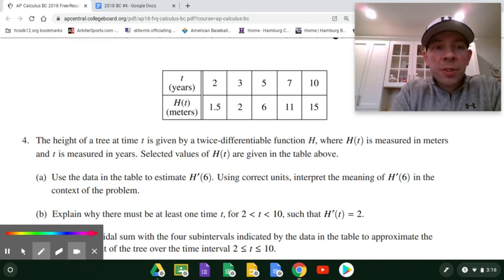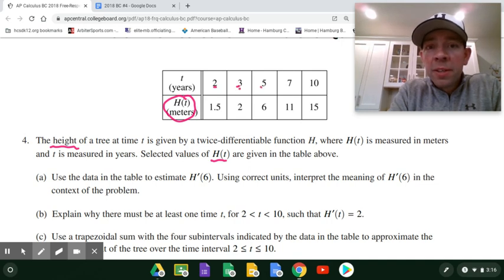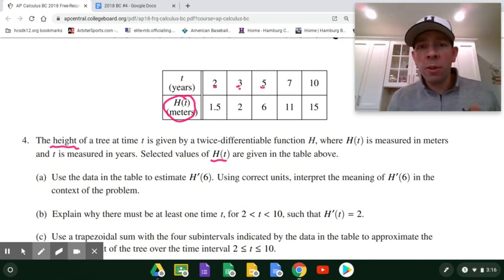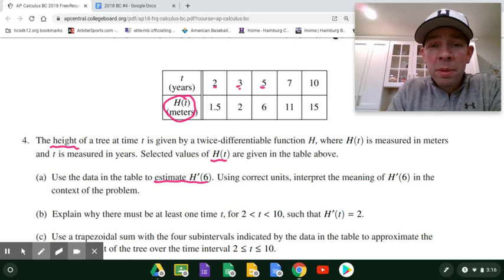So here we go. We're describing the height of a tree by this h of t function. It's measured in meters, and t is measured in years. Different selected values of h are given above. What you'll notice is that the gap from 2 to 3 is 1 year, but from 3 to 5 is 2 years, so we have what we call unequal subintervals. Right out of the gates, we want to estimate h prime of 6. And then don't let me forget, we have to write a sentence to interpret the meaning of h prime of 6 in the context of this problem.